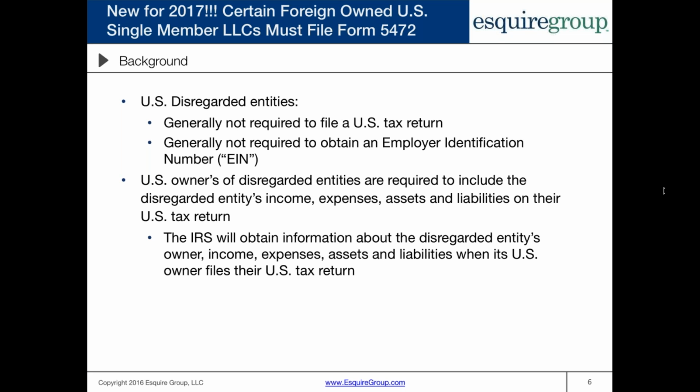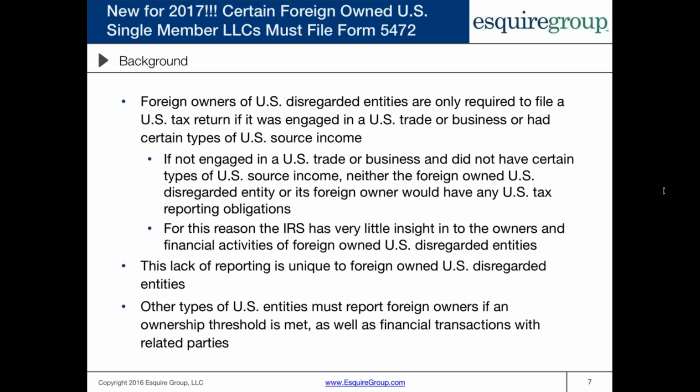So if a U.S. person owns a U.S. disregarded entity, and when I say U.S. person, I'm talking about individuals, corporations, partnerships, so on and so forth, all of that LLC's income and expenses, as well as assets and liabilities, are going to be included on the U.S. owner's tax return, and the IRS is going to get information about who owns that disregarded entity, what kind of income and expenses it has, assets, so on and so forth.